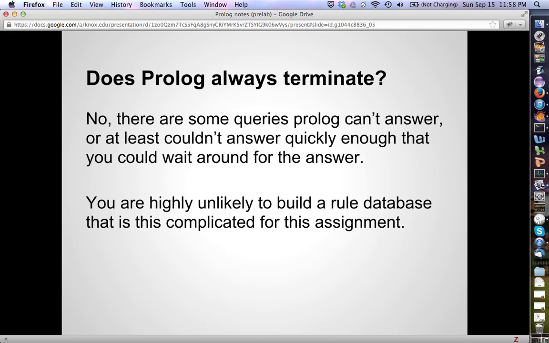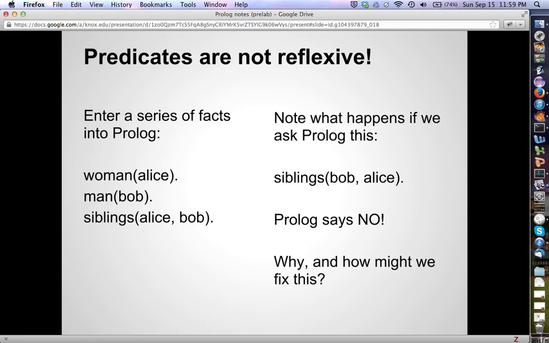And in this case, no doesn't necessarily mean I can prove it's false. No means I can't prove it's true. So in general, the way Prolog works, if it can prove something's true, it usually can figure out a way to do that. But if it can't show that something's true, that might mean it ran out of time or that it's false. So that's just something to keep in mind. It's not always going to be able to terminate, which is kind of unfortunate.